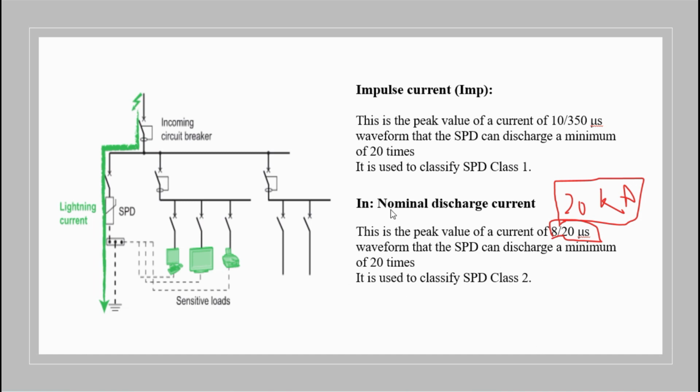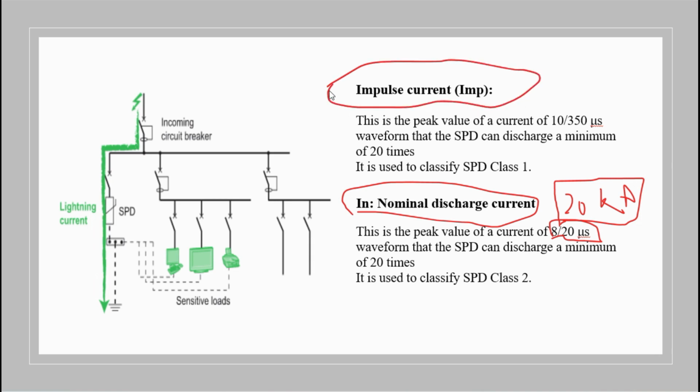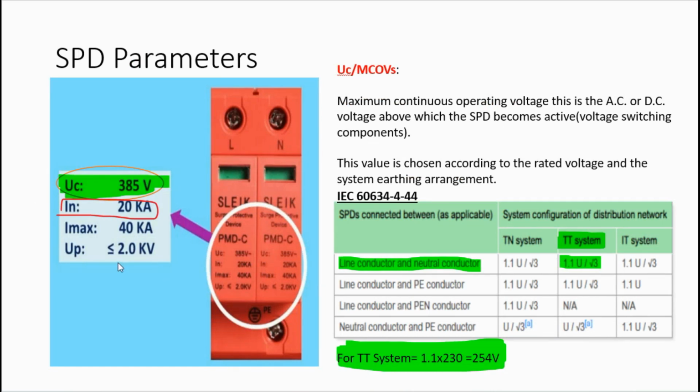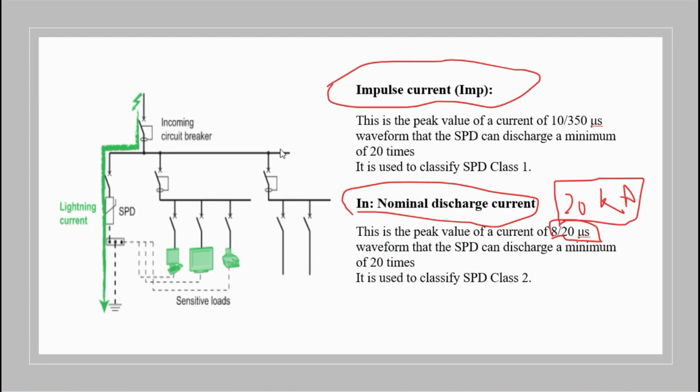So where we get the IN on an SPD, and where we get the IMP, these are the two important factors. Now here we are using SPD type 2. Why SPD type 2? Because if we look at this paragraph, it is mentioned that the IN is only used to classify the SPD type 2. For SPD type 1, we have the impulse currents.